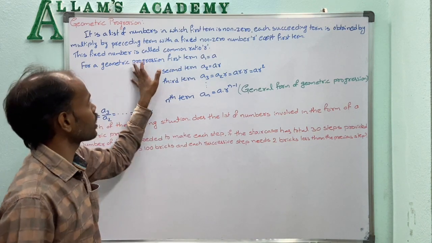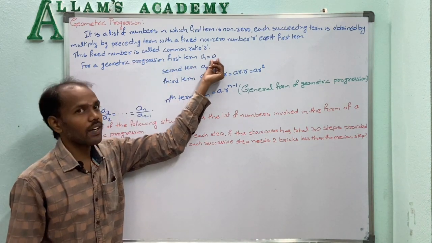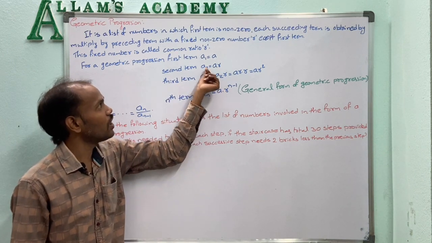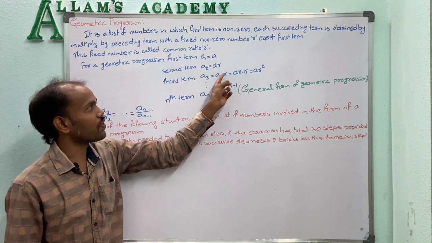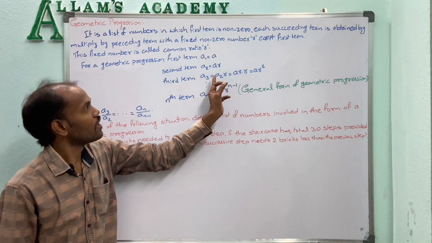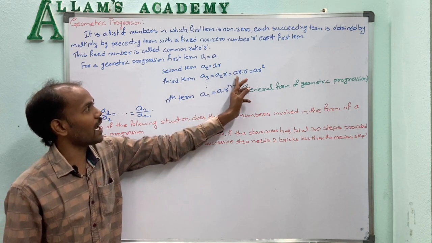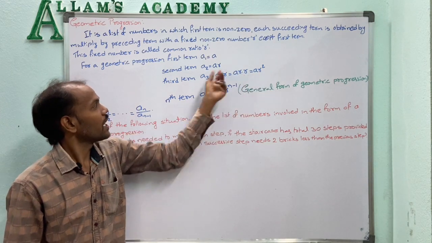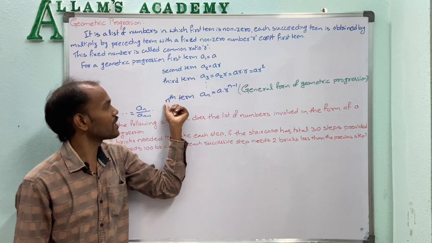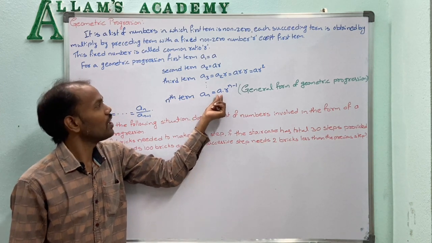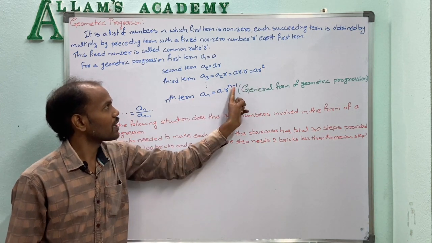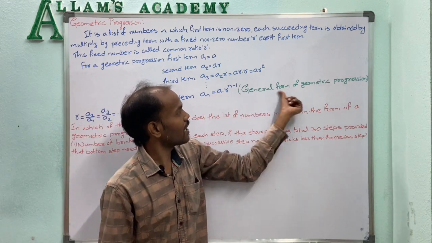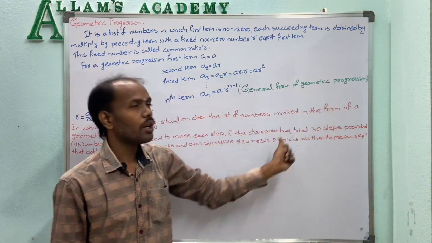For the geometric progression, the first term a1 is equal to a, second term a2 is equal to ar, third term a3 is equal to a2 into r, that is the fixed number multiplied. So here a2 is nothing but ar, so ar into r is nothing but ar square. In this model, the nth term an is equal to a into r power n minus 1. So this nth term is called the general form of geometric progression.